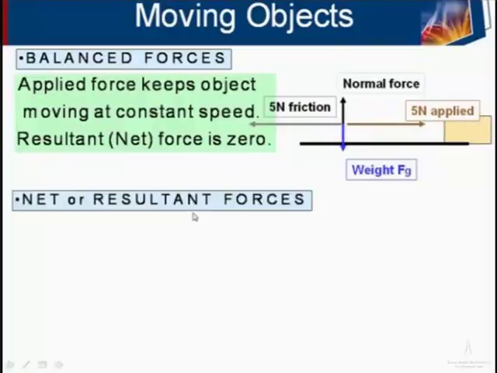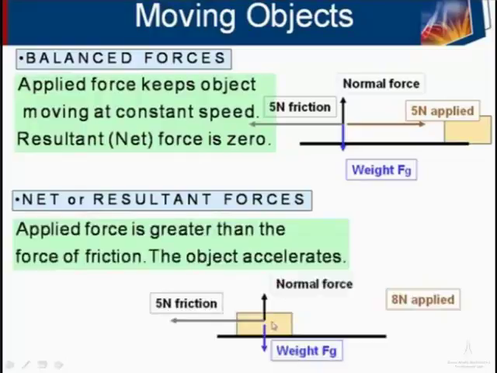If we look at when there's a net or resultant force, for example when the normal and weight are balanced, but there's 5 newtons of friction but 8 newtons of applied force, the applied force is greater than the force of friction, and therefore the object will accelerate. There will not be a constant velocity, there will be an acceleration.